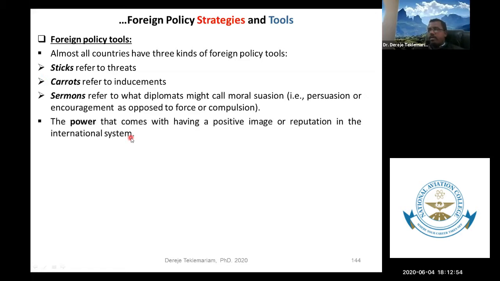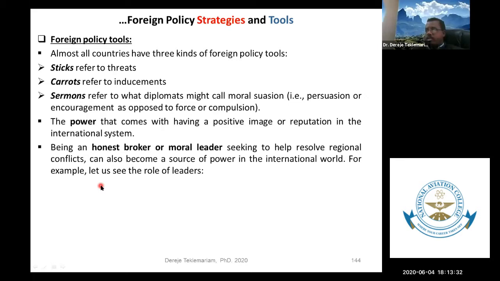Anyway, what matters is the power, the power that comes with having a positive image or reputation in the international system. That can also be considered a foreign policy tool. A nation may not use stick, it may not use carrot, even it may not use sermon, but it may have some kind of positive image or reputation in the international diplomatic world that can also help as a categorical foreign policy tool.